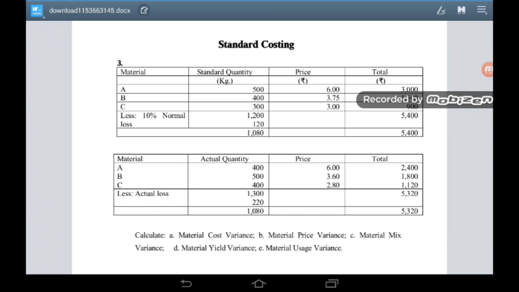Actual quantity used is 400 kg of material A, 500 kg of material B and 400 kg of material C. And actual loss is 220 kg. So 1080 is the output. The actual price of material A is rupees 6. For material B, the actual price is rupees 3.60 and for material C, the actual price is rupees 2.80. Calculate material cost variance, material price variance, material mix variance, and yield and usage variance.